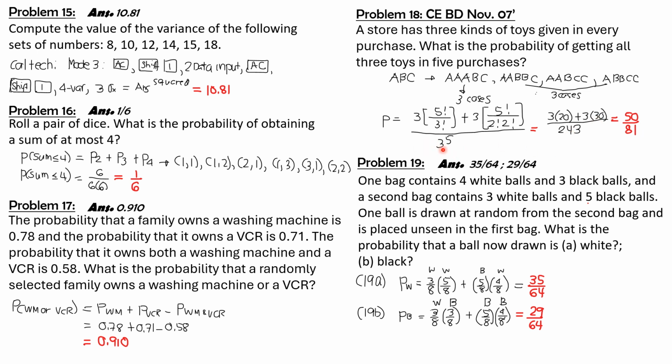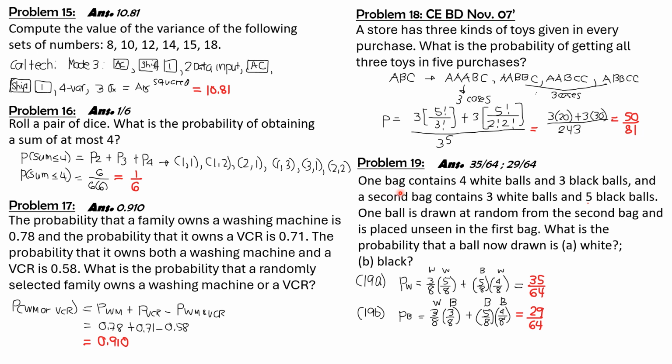for the first purchase, there are 3 possibilities. It may be toy A, toy B, toy C. Then 3 in the second, 3 in the third, 3 in the fourth, 3 in the fifth. So that's 3 to the 5, and that is 243. So it is 50 over 81.